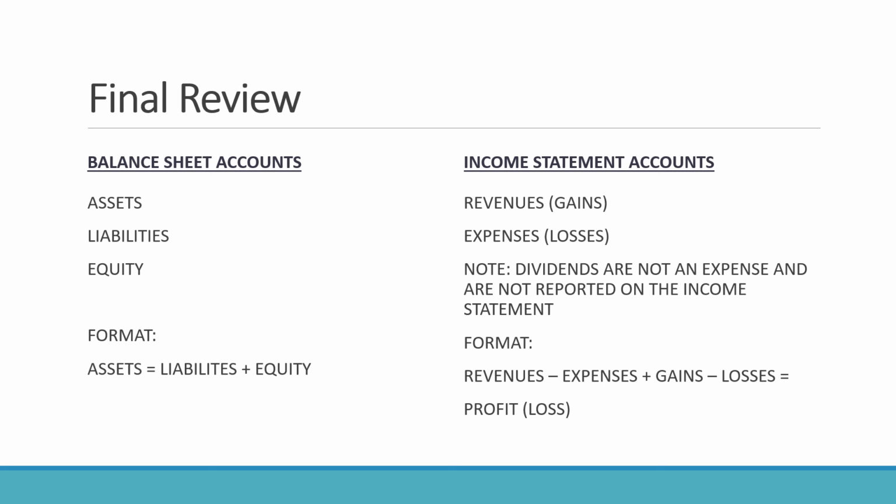So in a final review of our accounts, recall that the balance sheet accounts are assets, liabilities, and equity. The income statement accounts are revenues, including gains, and expenses, including losses. The format of your balance sheet is assets equal liabilities plus equity. The format of your income statement is revenues minus expenses plus gains minus losses. If the number you come up with is positive, that's a profit. If it's negative, it's a loss.